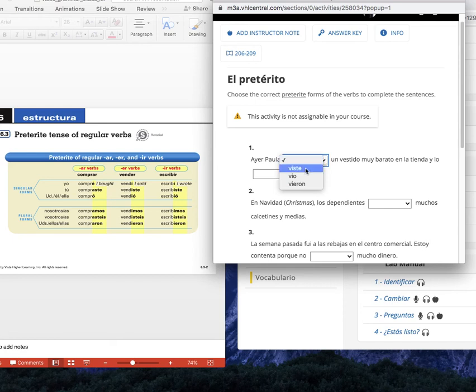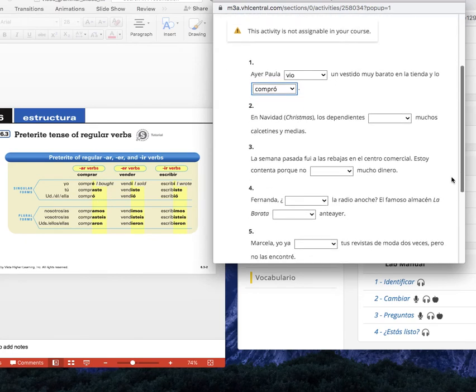And we're back, and it would be vio, because we're talking about ella. Ayer Paula vio un vestido muy barato en la tienda y lo, so would we say lo compré, lo compró, o lo compramos? Go ahead and pause. And we're back. Here would be compró, right? Because it's ella. If you look on the list, ella compró. Muy bien. All right, let's go to número 2.